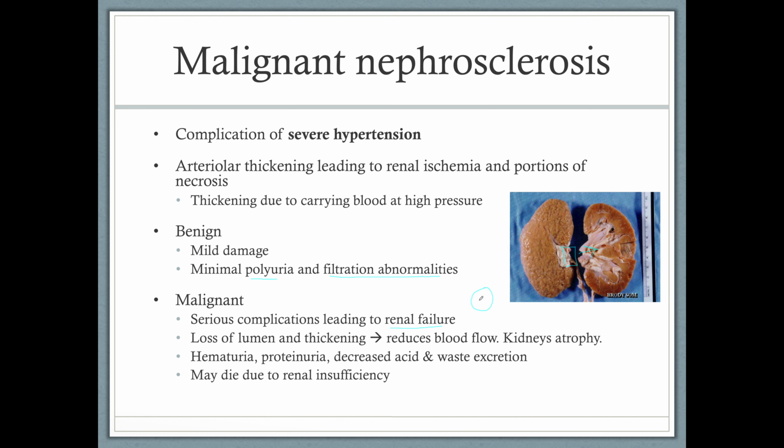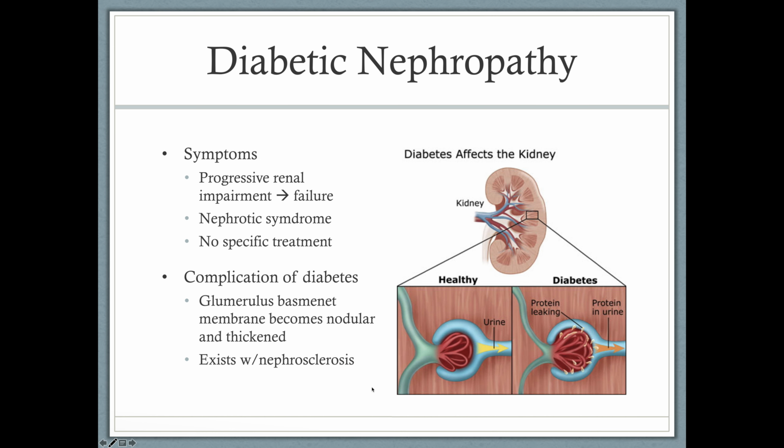The kidneys start to atrophy. They're not going to do the things they need to do, like excrete waste, excrete acids. So you'll see things like acidosis, and then you'll definitely see a loss of all of these elements. Hematuria, proteinuria, and death due to renal insufficiency is possible if there's not a dialysis or donor organ plan.